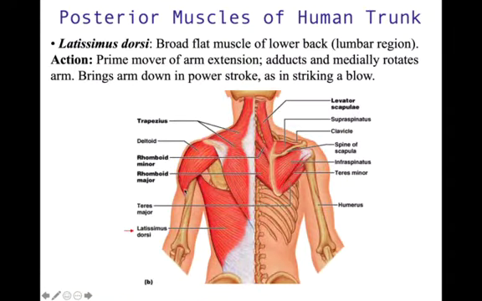All right, latissimus dorsi, very large muscle. Swimmers have huge lats, right? Latissimus refers to lateral, and dorsi is towards the back, right? So it's a broad, flat muscle in your lower back, in your lumbar region. It's the prime mover of arm extension, right? Adducts and medially rotates the arm. Think about when you're doing a swimming stroke, you're extending and then doing that power stroke, right?